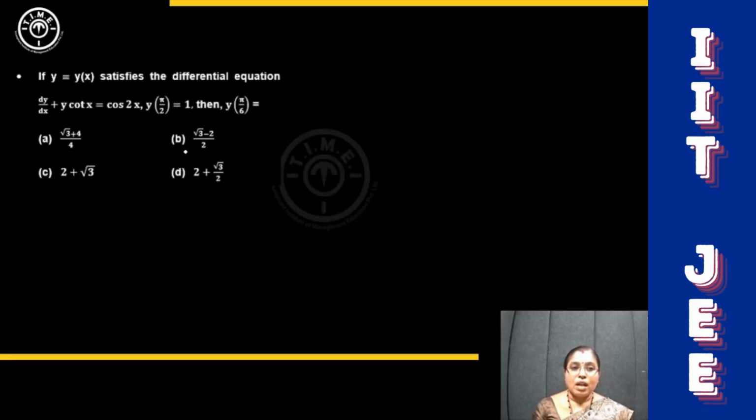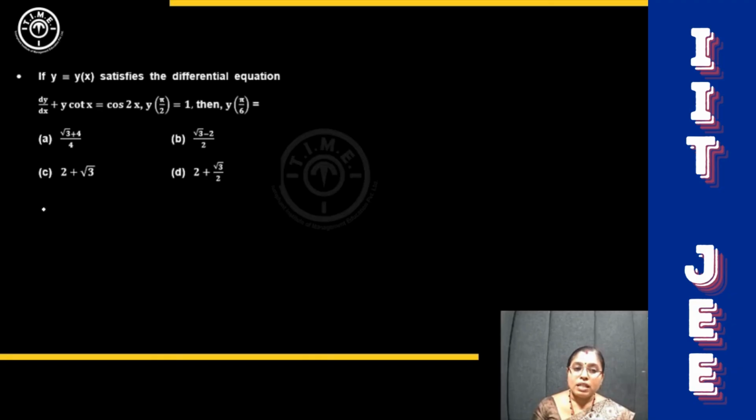Consider this equation. If y equals y of x satisfies the differential equation dy by dx plus y cot x equals cos 2x, and y of pi by 2 equals 1, we have to find the value of y of pi by 6. So first we have to solve this equation and write the general solution, and in that we have to substitute pi by 2 and find the value of c, and then finally find y of pi by 6. So first let us start with finding the integrating factor.